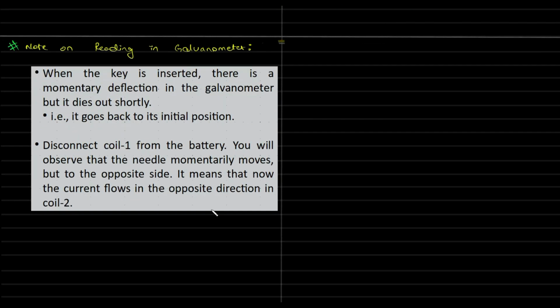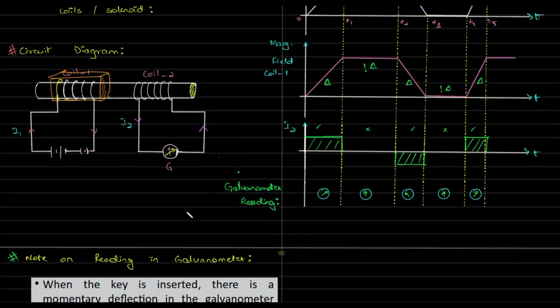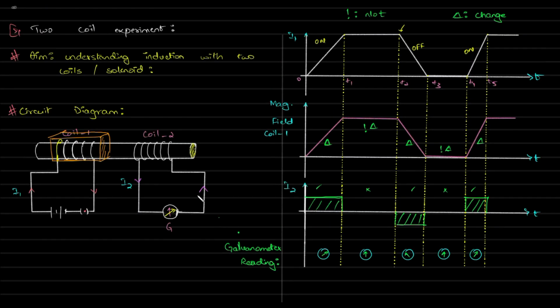That's what it reads. And when you disconnect coil 1, you will observe the needle momentarily moving, but in the opposite direction. It means now the current is flowing in the opposite direction in coil 2. Whatever we just learned, I have written down so that it will help when you are reading. So now pause and write all of these points. Nothing can be missed over here.